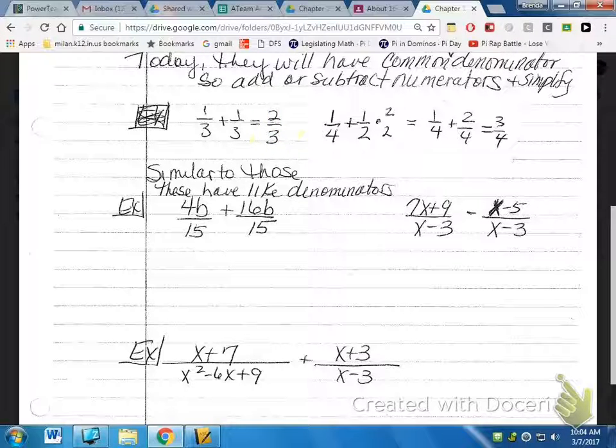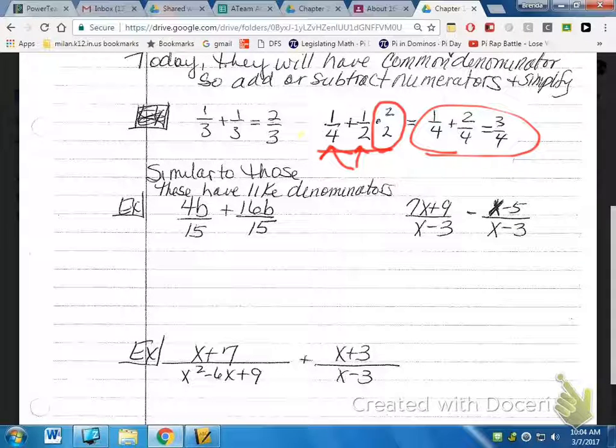But let's also think about if you're adding two fractions, the denominators are not identical, but one of them is a factor of the other. 2 goes into 4 2 times. Well, to make it have a common denominator, you have to multiply top and bottom by 2. And then you would have 1/4 plus 2/4 for a total of 3/4. Okay, so we might have to do a little bit of that today. Let's look at a couple of examples here.